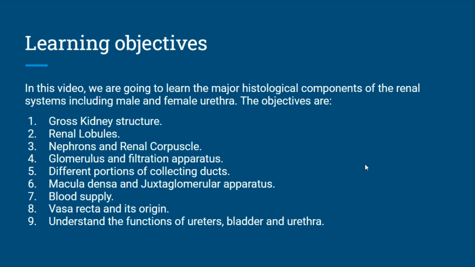So, what are the learning objectives here? First of all, in this video, we're going to learn about the gross kidney structure, just to review. We're going to learn about the renal lobules, nephrons, and renal corpuscle, glomerulus, and filtration apparatus. There are different portions of collecting ducts that we're also going to look at. We're also going to learn about macula densa, and juxtaglomerular apparatus, blood supply, vasa recta, and its origin, and understand the histology and functions of ureters, bladders, and urethra.